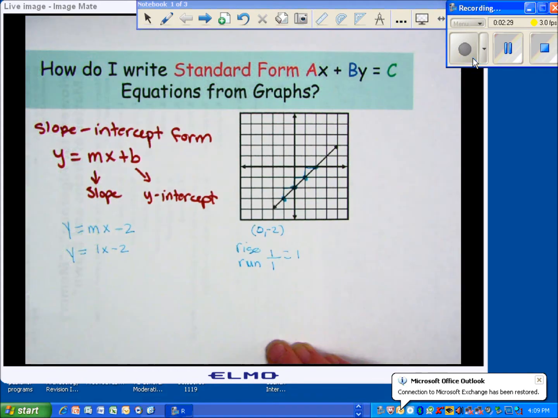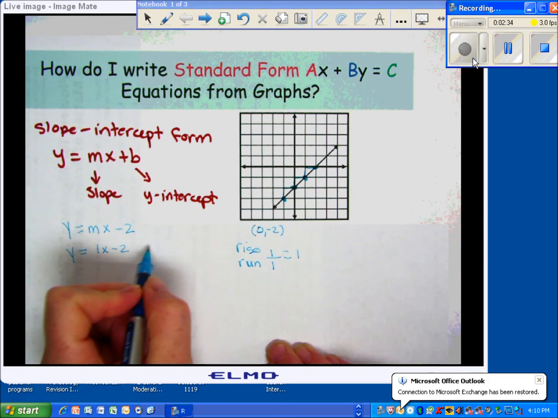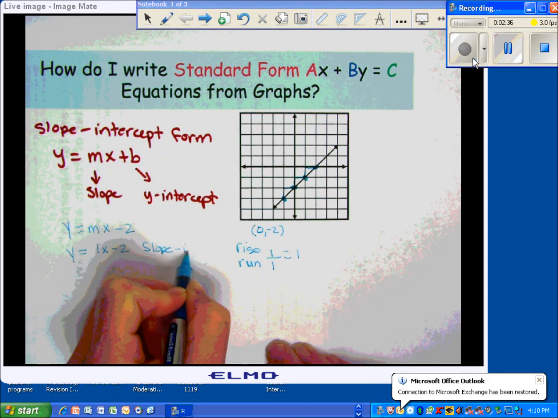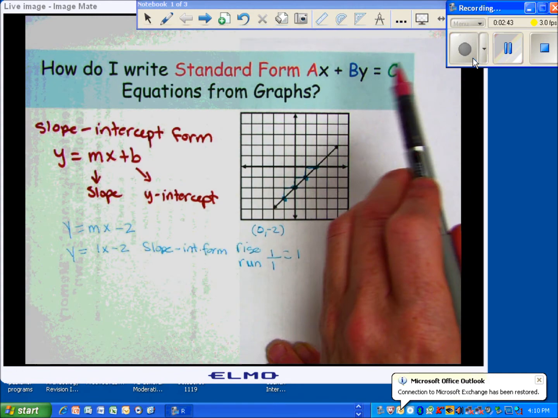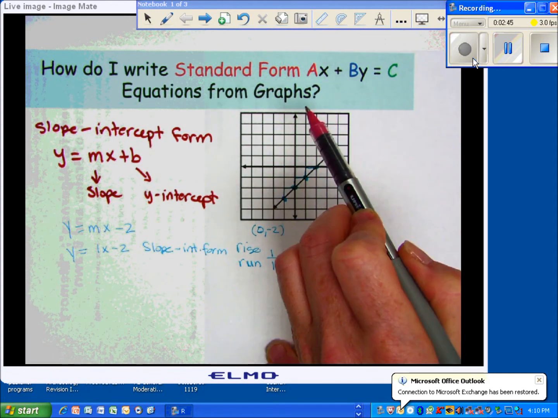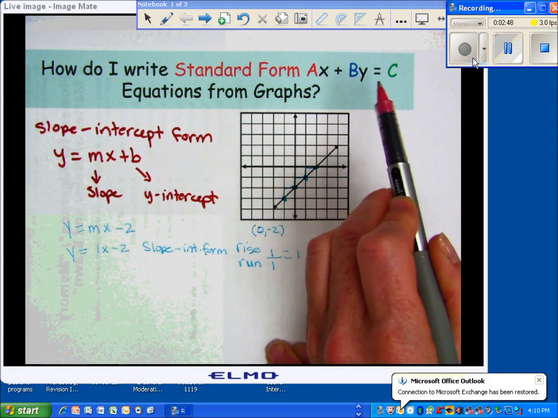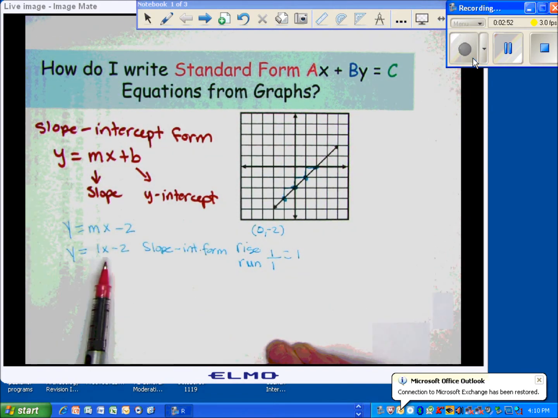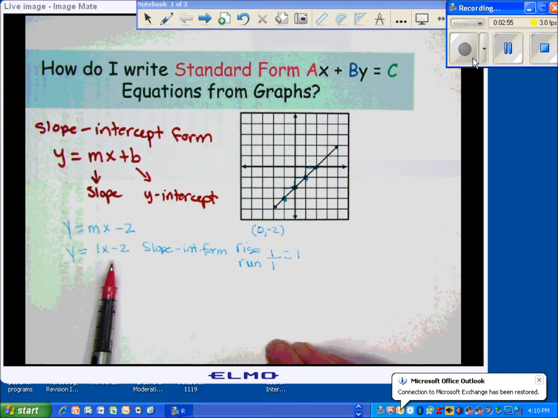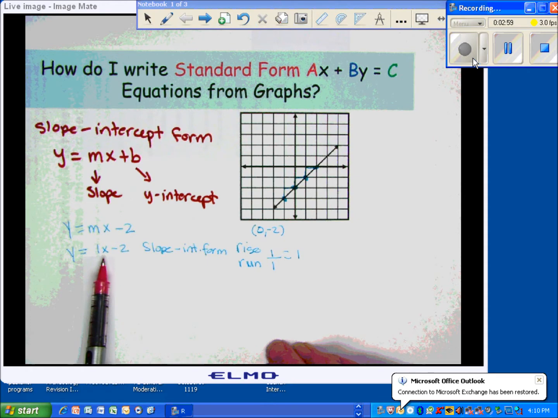But wait, there's more. We now have to turn it into standard form because right now this is slope-intercept form. So we're not done. To turn it into standard form, we need Ax and By on the left side of the equation, and A, B, and C are integers. So right now, we have x on the opposite side of the equal sign. So think about what it would take to get it to move over here. What mathematical maneuver could we do?